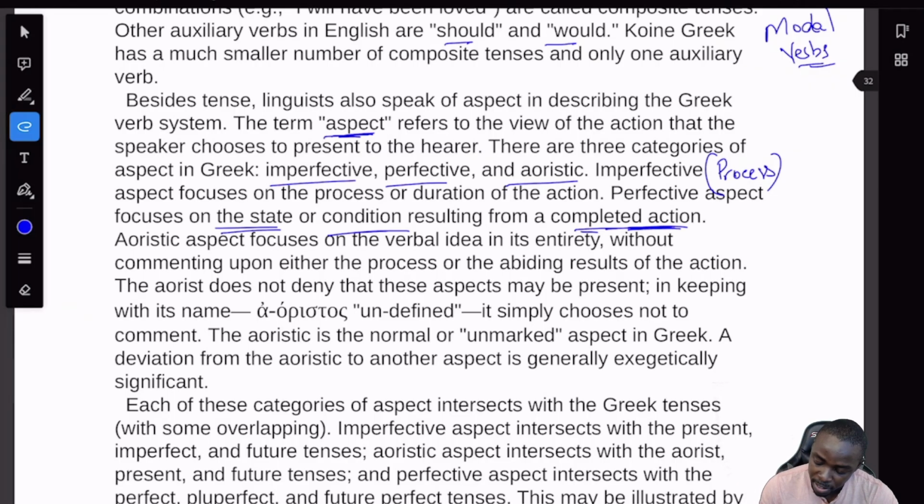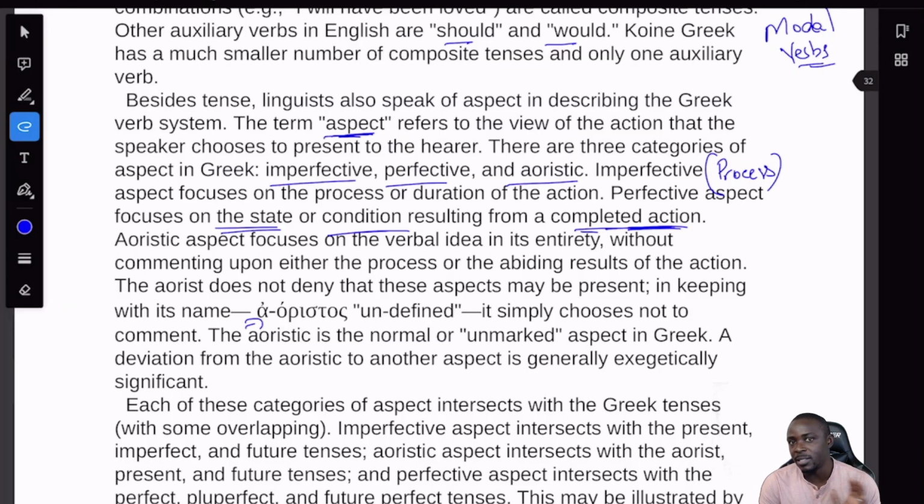Aorist aspect focuses on the verbal idea in its entirety without commenting upon either the process or the abiding result of the action. So the aorist does not deny that these aspects may be present. In keeping with its name, aoristos, the A is a negator, meaning undefined. It simply chooses not to comment. The aorist is the normal or unmarked aspect in Greek. A deviation from the aoristic to another aspect is generally exegetically significant.